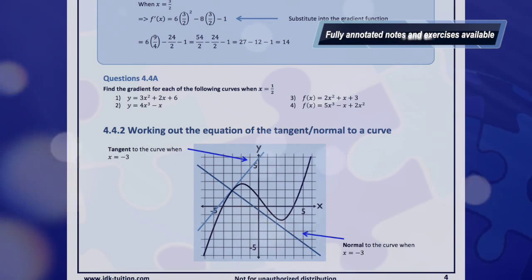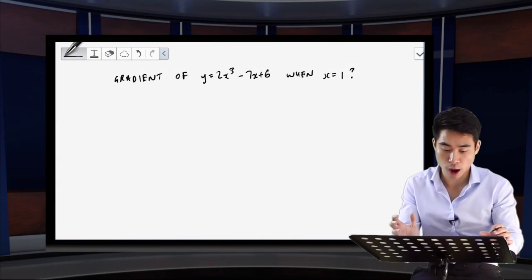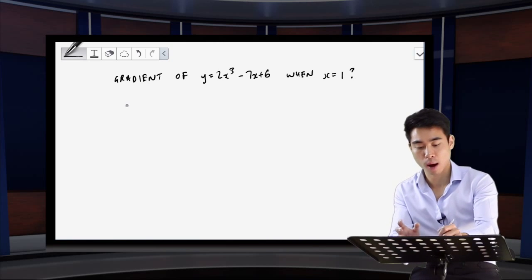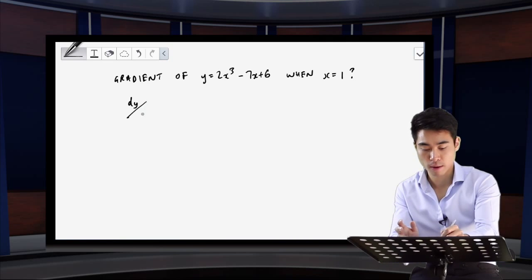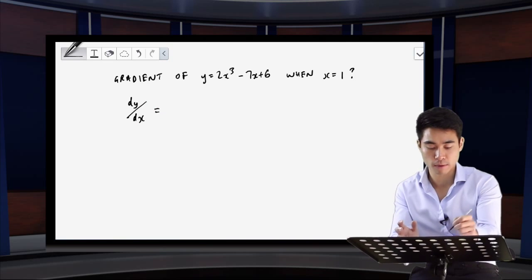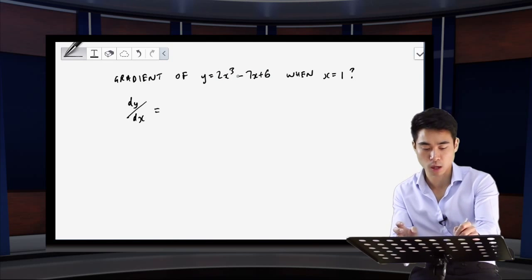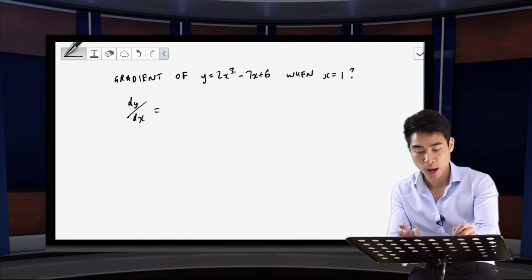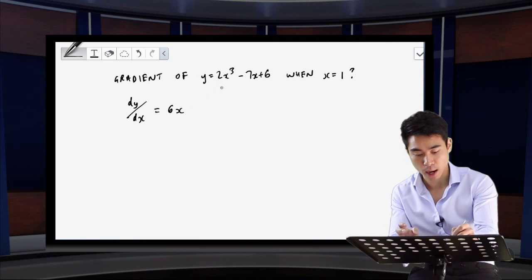So we want to work out the gradient of this curve, y equals 2x cubed minus 7x plus 6 when x equals 1. So your first step, you need to work out your first derivative, your gradient function. So I'm just going to differentiate this function here with respect to x. So the 2x cubed, remember I'm going to differentiate each of these terms term by term. Differentiate this first one, bring that 3 to the front, combines with that 2, gives me a 6x, decrease that power by 1, 6x squared.